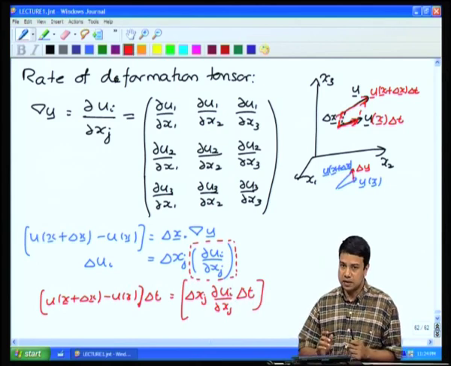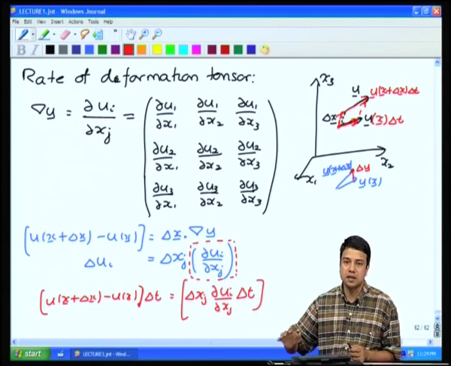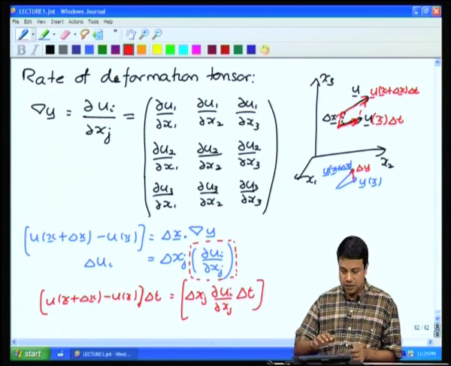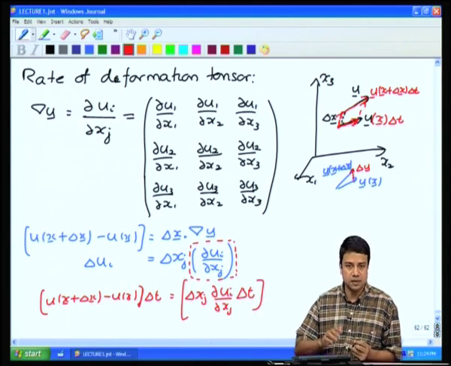So, this basically tells you how the distance between two nearby points within the fluid is changing as time is evolving. And since all stresses which are exerted on the fluid depend only upon the rates at which nearby points are changing their distance, it is this gradient of the velocity vector which basically determines the stress in a fluid. Okay, and that is the reason it is important.